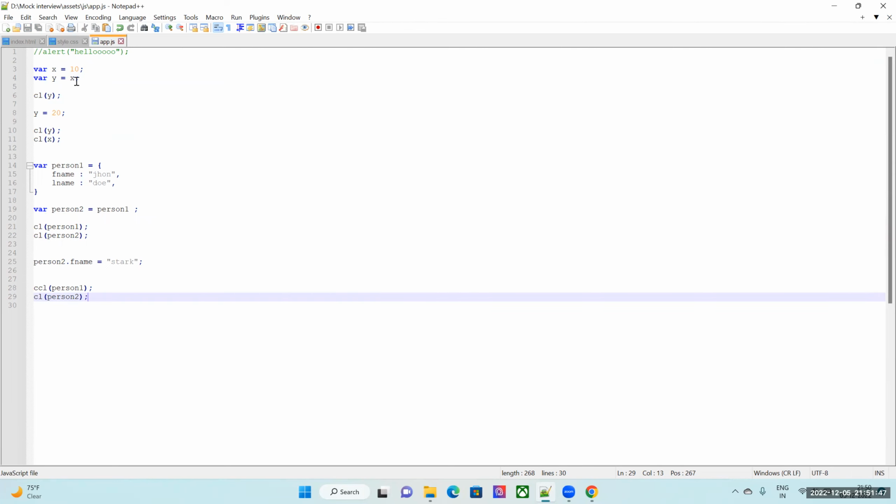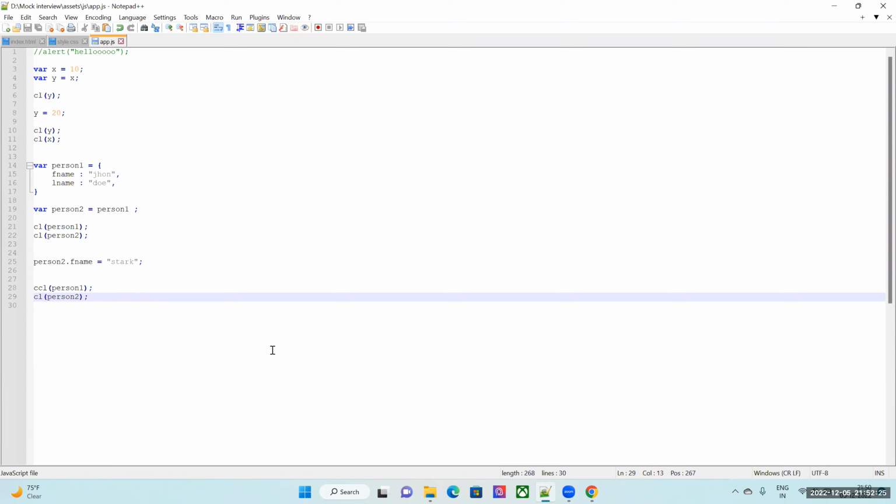Sir, in primitive data types we take x equal to 10 and y equal to x, and it copies the value. In non-primitive, we will take the example of person one. We take person two equal to person one, and it copies the reference. When we change the value in person two, person one will also be changed. Yes, correct. Okay, Raghvendra.